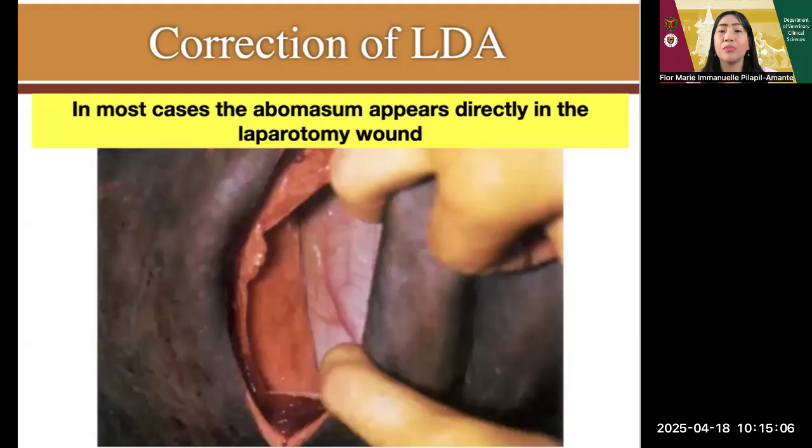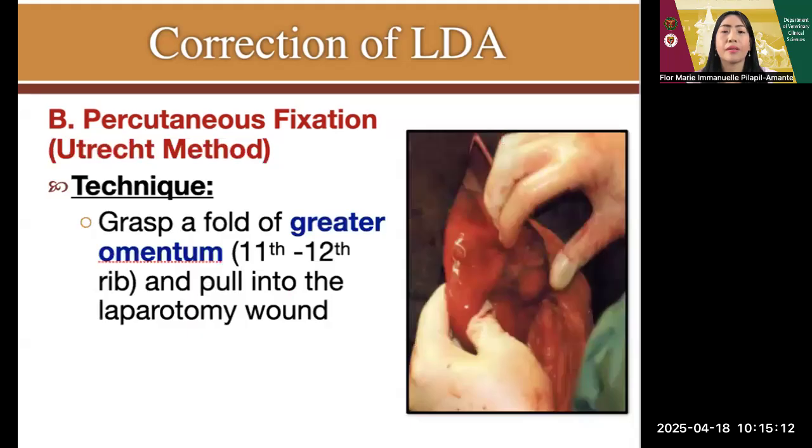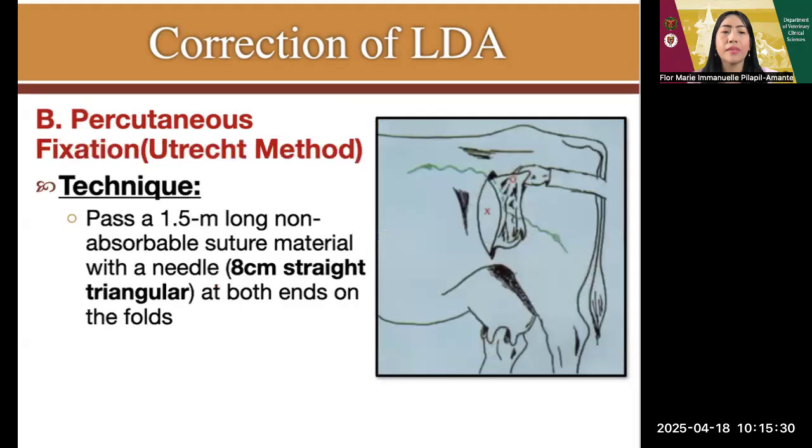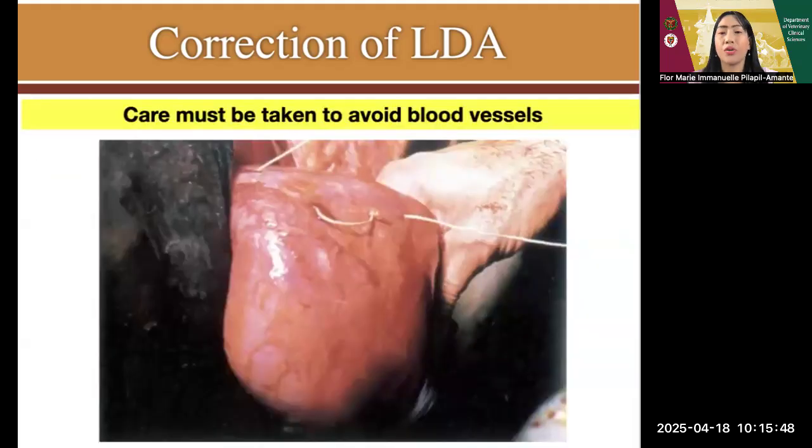In most cases, the abomasum appears directly in the laparotomy room. In doing the percutaneous fixation, the technique is to grasp a fold of the greater omentum on the 11th to 12th rib and pull into the laparotomy wound. Expel gas if necessary. Pass a 1.5 meter long non-absorbable suture material with a 8 centimeter straight triangular needle at both ends on the folds. Care must be taken to avoid blood vessels.